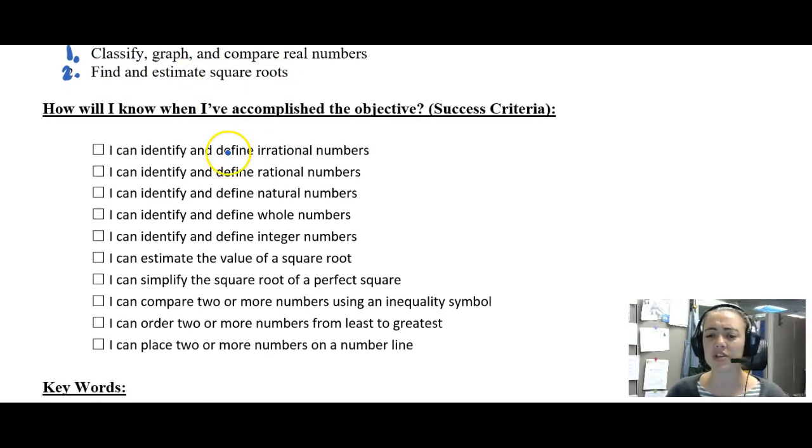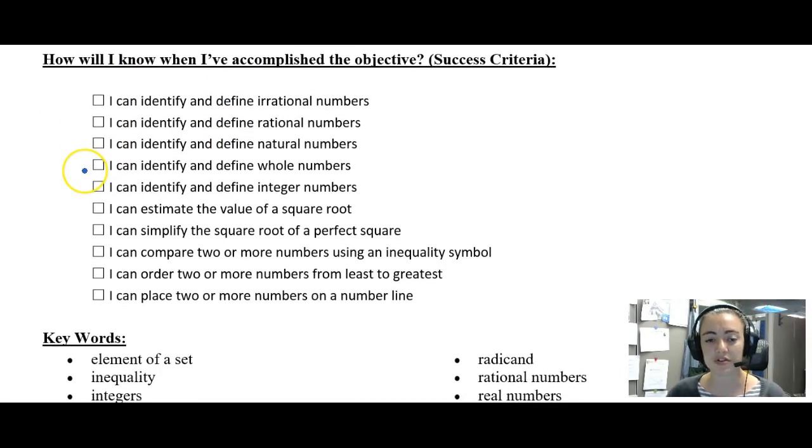So how will you know when you've accomplished those objectives? Well, there's a few success criteria here that hopefully at the end of the video you can check off, or you can find resources to get to so you can check it off before your unit test. So there, I can identify and define irrational numbers. I can identify and define rational numbers, natural numbers, whole numbers, and integer numbers. So what are all of those?